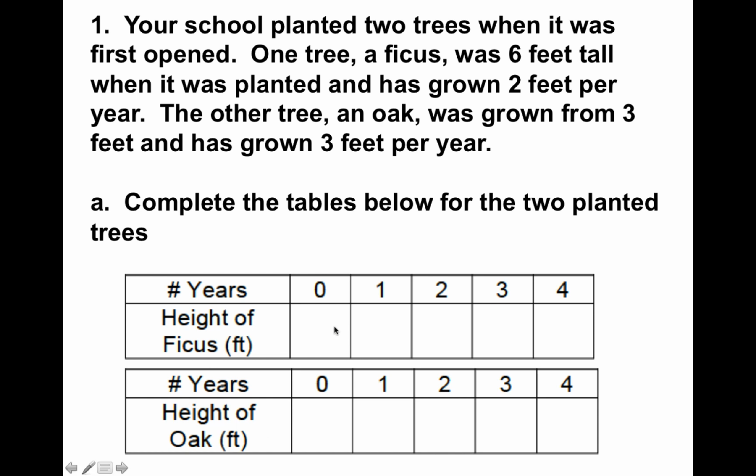So the ficus tree at year 0 started out at 6 feet tall. It grows 2 feet per year, so we're going to add 2 to get 8, 10, 12, and 14. For the oak tree, it started at 3 feet and it grew 3 feet per year, so you're going to add 3 to your table.